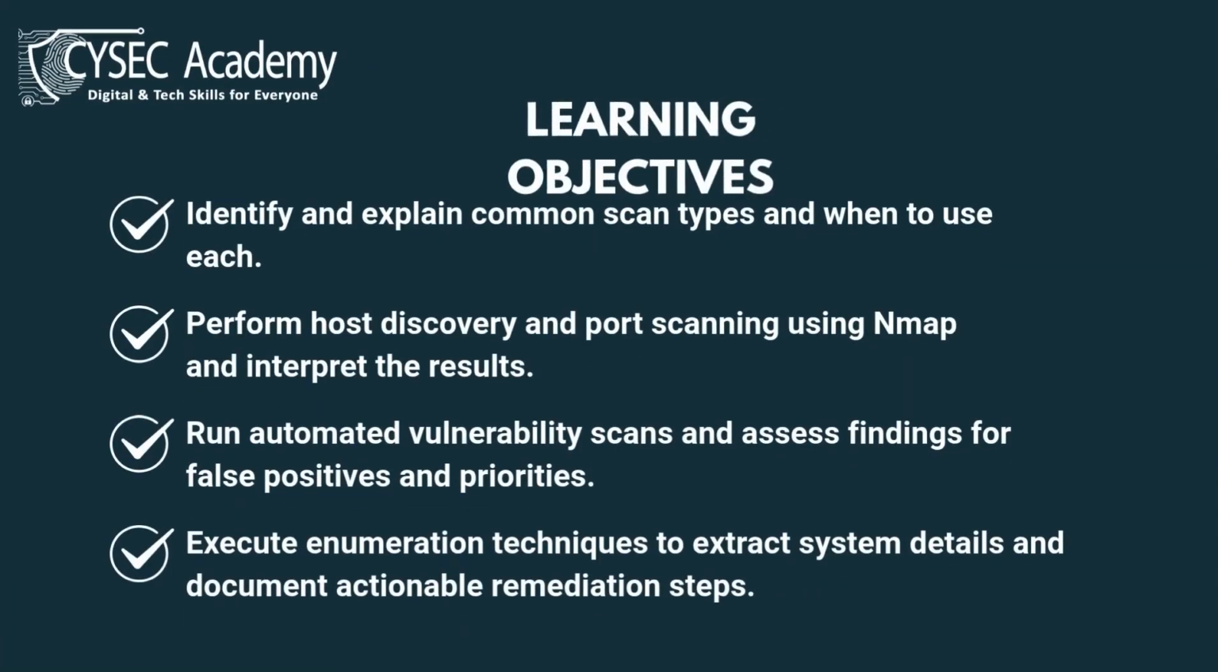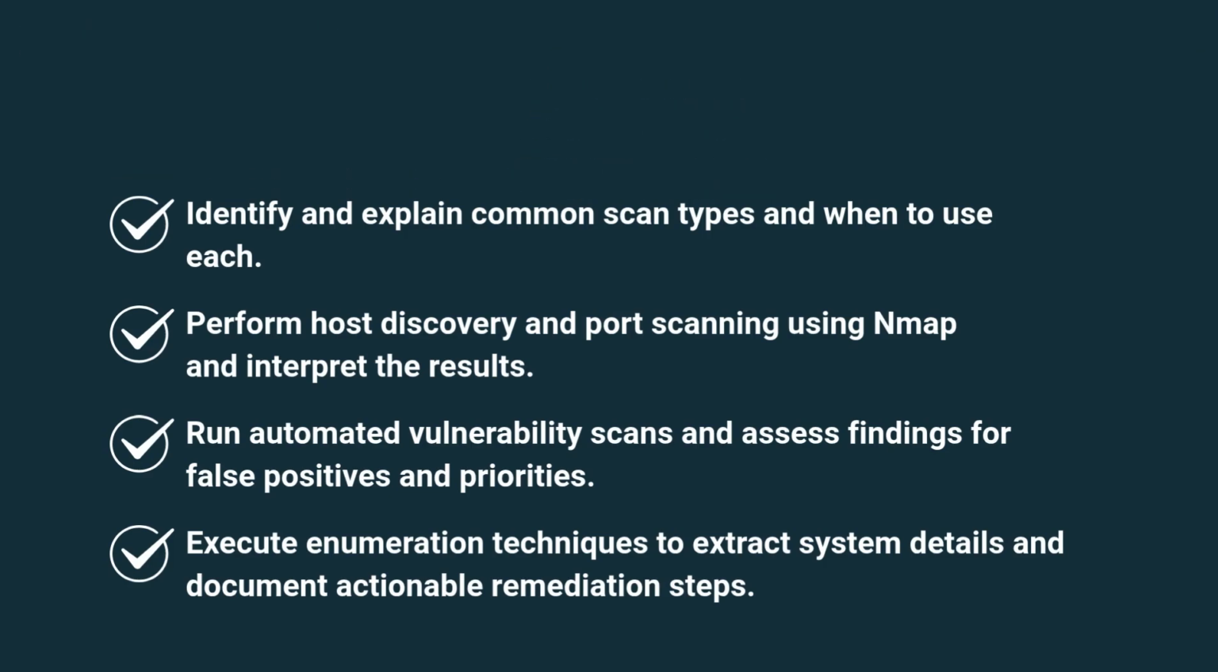Learning objectives. By the end of this module, you will be able to: 1. Identify and explain common scan types and when to use each. 2. Perform host discovery and port scanning using Nmap and interpret the results. 3. Run automated vulnerability scans and assess findings for false positives and priorities. 4. Execute enumeration techniques, SMB, NetBIOS, SNMP, to extract system details and document actionable remediation steps.